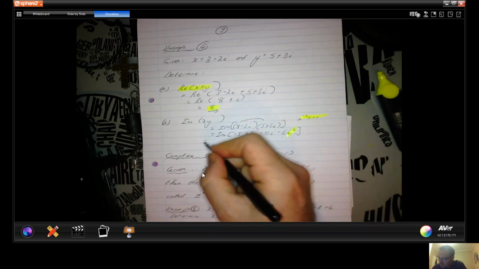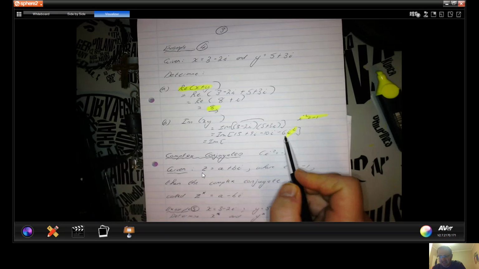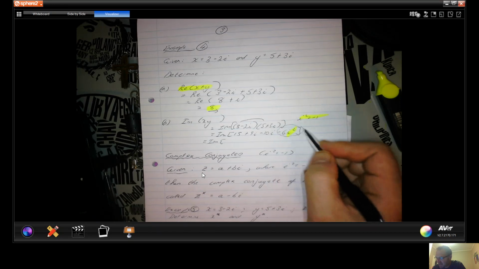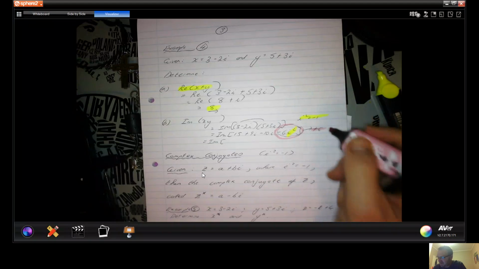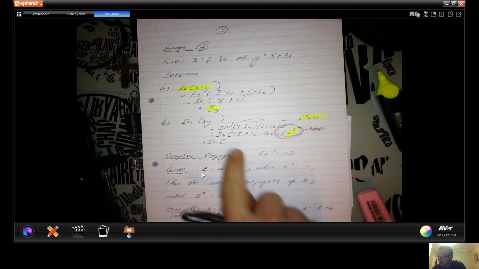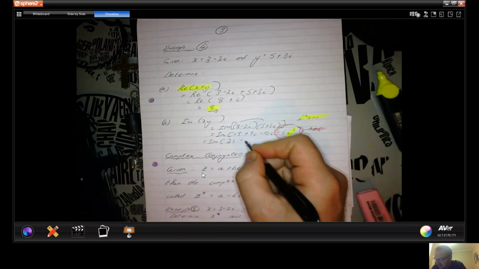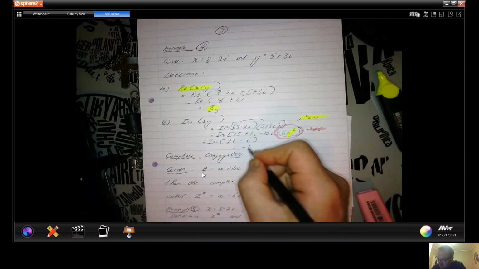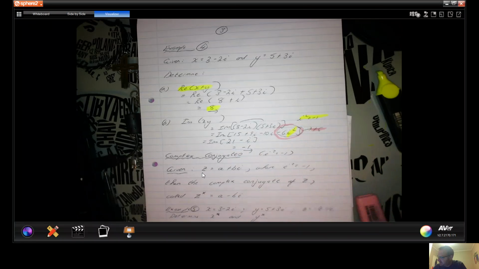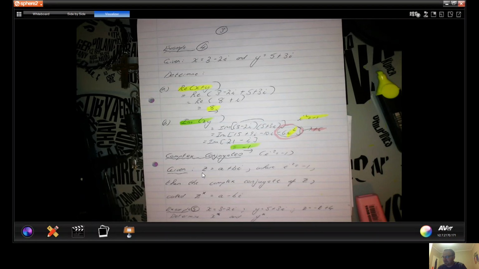I'm going to skip a step. Minus 6i squared becomes minus 6 times minus 1, which is plus 6. So I end up looking for the imaginary part of 15 plus 6, which is 21, and then 9i minus 10i is negative i. So what's the imaginary part of that? What's the coefficient of negative i? It's negative 1. And there is your answer: the imaginary part of xy is equal to negative 1.